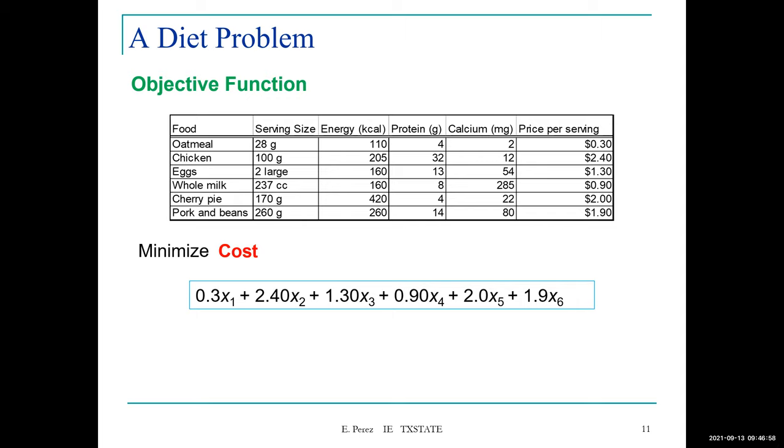So you see how the objective function is associated to the cost or the price per serving here. That's what you have as part of the coefficients that are multiplied to each decision variable. 30 cents per oatmeal serving, that's why you have 0.3 times X1, $2.40 for each serving of chicken. So that's why your sum has 2.40 times X2, and so on. So we have the decision variables in the objective function now.